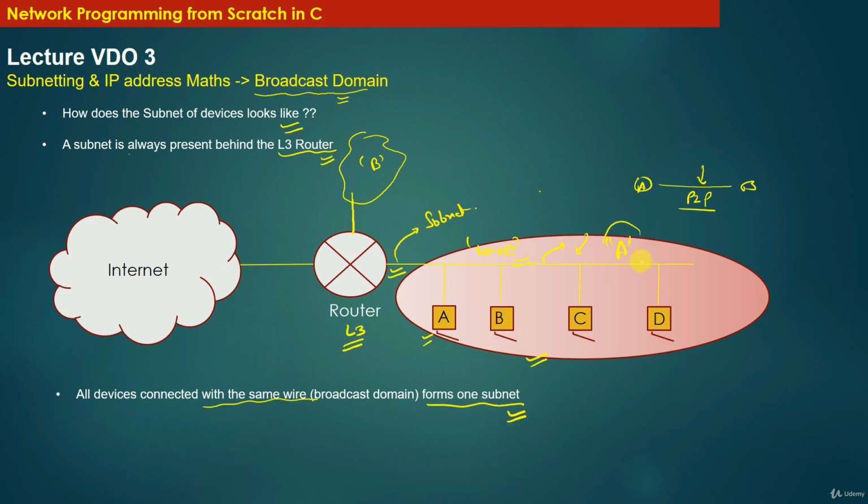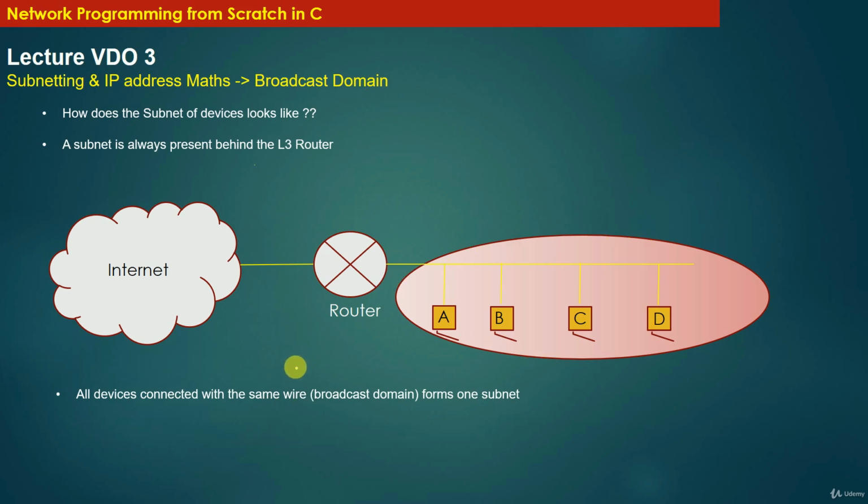So in our subnet A, the machines or devices present are machine A, machine B, machine C, machine D, and the router itself is also a member of this subnet. Now the next point is that a packet sent by one machine is heard by all the machines in the same subnet. So what does that mean?